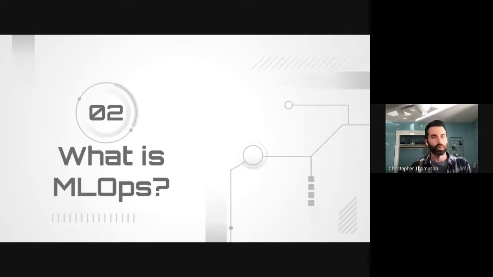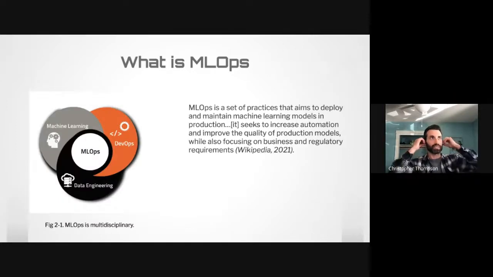Okay. So what is MLOps, right? So we're still not quite there, but let's answer it. So MLOps is a set of practices that aims to deploy and maintain machine learning models in production. It seeks to increase automation, improve the quality of production models, also while focusing on business and regulatory requirements, right? So we basically just built up to that definition. So that should sound kind of redundant from what we've already discussed.